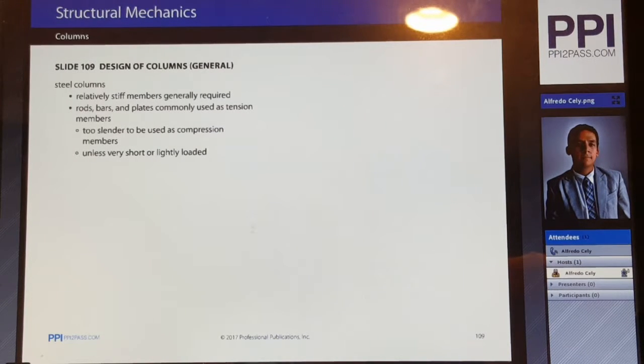Now, let's talk about steel columns. Steel columns are relatively stiff members, which are generally required. Rods, bars, and plates are commonly used as tension members. They're too slender to be used as compression members, unless they are very short or lightly loaded.